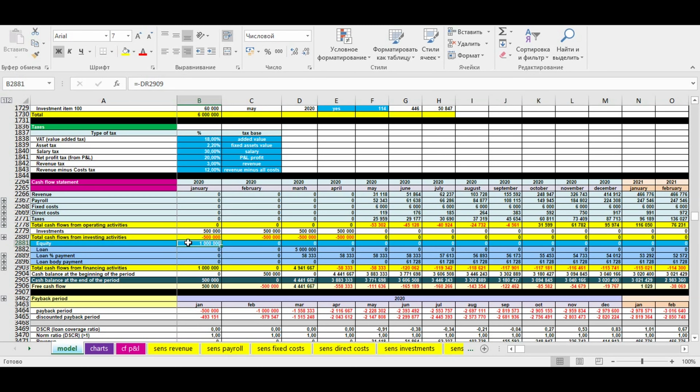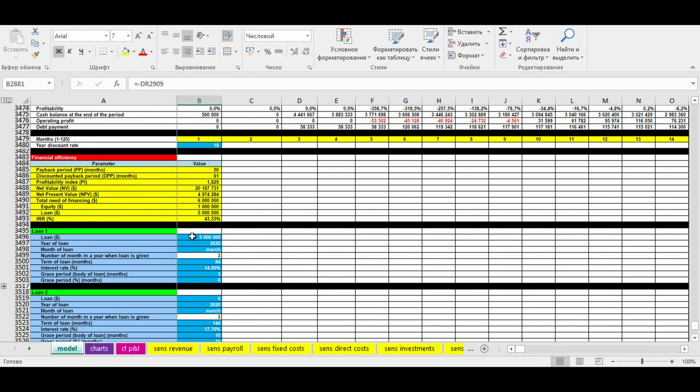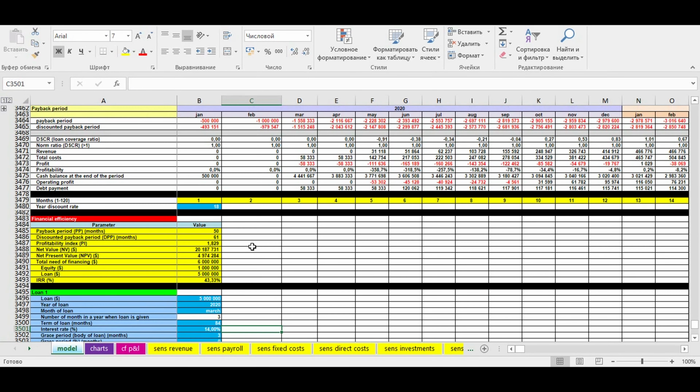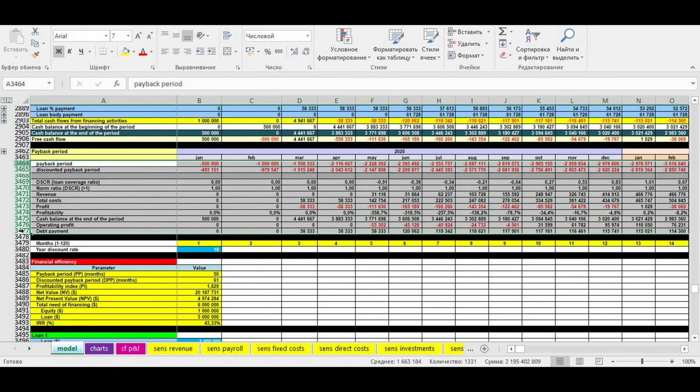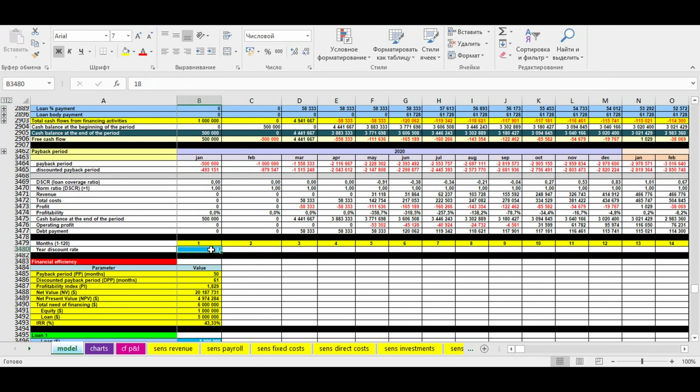If you see the total financing is bigger than amount of money you have, you can add a loan parameters. Amount of loan, month and year you get it, loan term in months, interest rate, and grace period for interest and body payment of the loan. After cash flow statement, we can see lines with profit and profitability. Then you can set a discount rate and look at the final financial efficiency parameters of your dance classes.